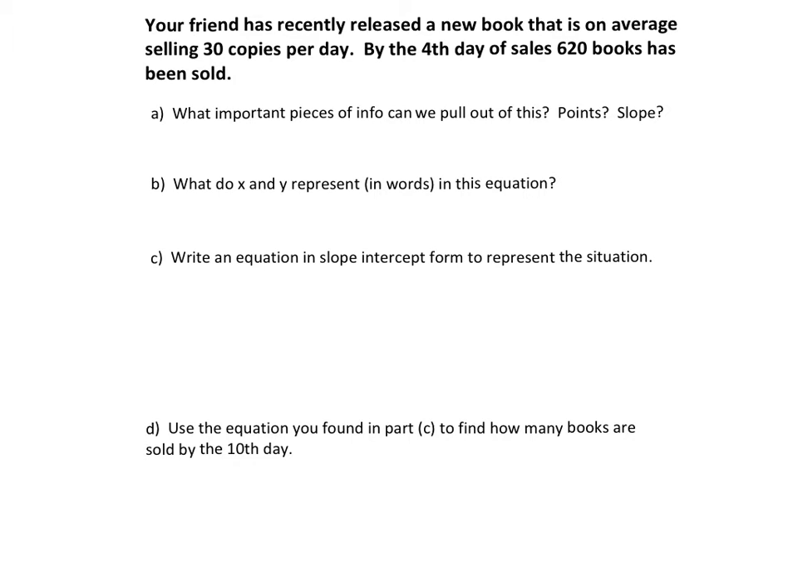So when I read through this, the first thing that jumps out at me is this phrase that says 30 copies per day. So if I were you, I would have 30 copies per day written down in my notebook because that's something that is really important. It's a number and it's telling me that there are 30 copies of books being sold per day. The next piece of information that I find important is it says by the 4th day of sales, 620 books have been sold. So that's a piece of paired information. On day 4, 620 books have been sold in total.